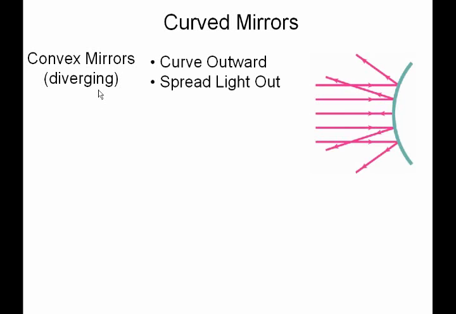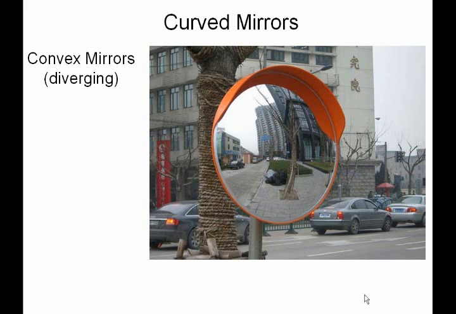Our first mirror we'll look at is the convex mirror. It's also called a diverging mirror. This is the one that curves outward and it spreads light outward. Light rays that come in parallel bounce outwards in all directions like they're coming from that focus point that's behind the mirror. The image, let's take a look at the image here. This is a convex mirror and the image in here appears to be smaller.